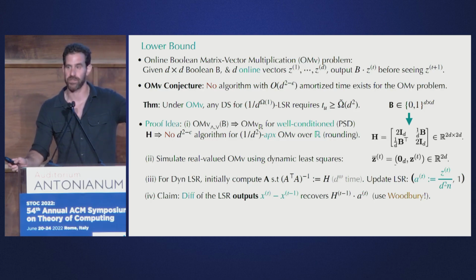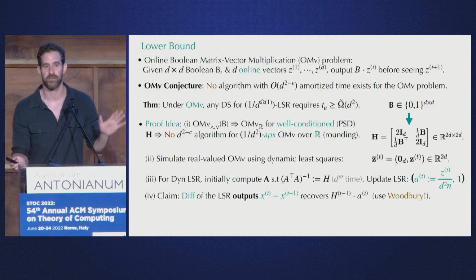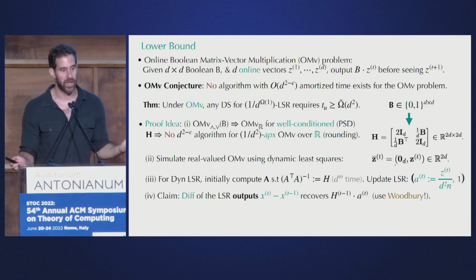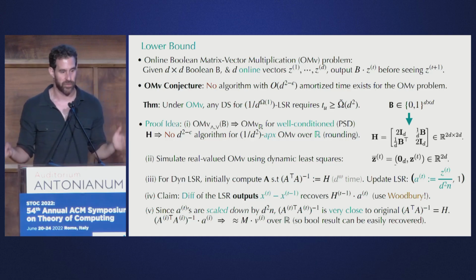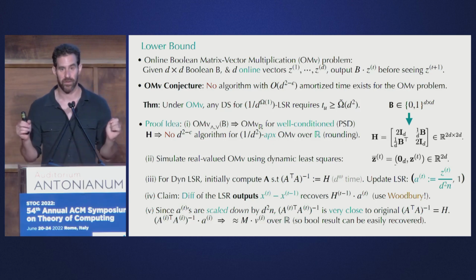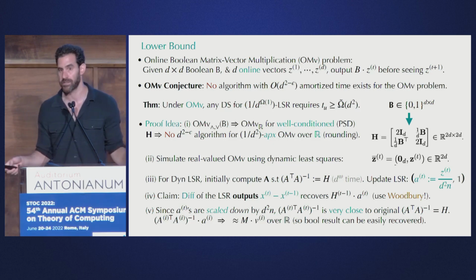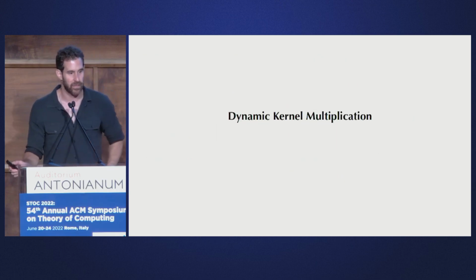It never changes. So unfortunately, I don't think I have time to explain this, but if you work out the details, you see that using Woodbury's formula, after rounding, you just get the exact Boolean results, which breaks OMV. So any savings on quadratic time gets you OMV.